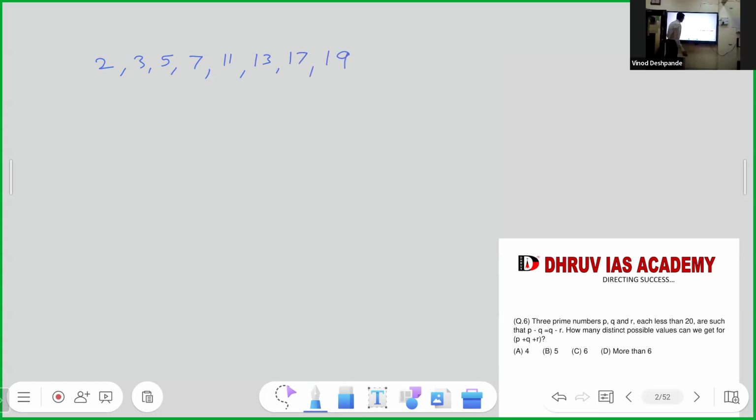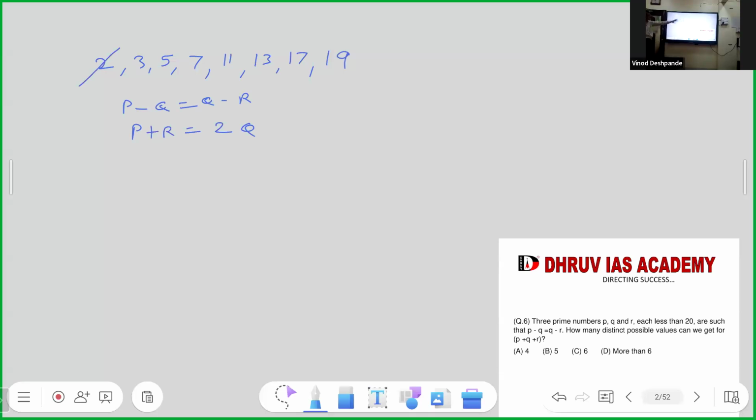Now P minus Q is equal to Q minus R. You can rewrite this as P plus R is equal to 2Q. Now 2Q, you are multiplying Q by 2, so this number will be an even number. So the sum P plus R is an even number, which means both numbers should be odd. See, one even and one odd will not result in an even number. So that means we can just omit this 2.